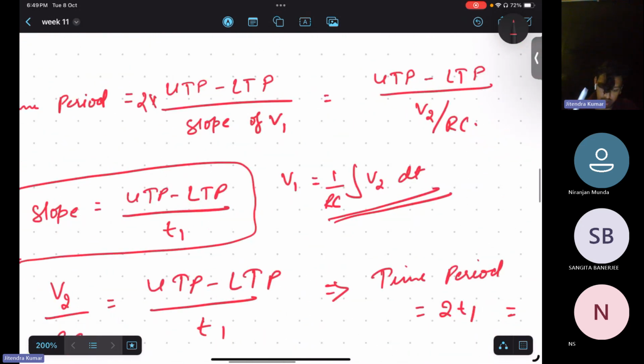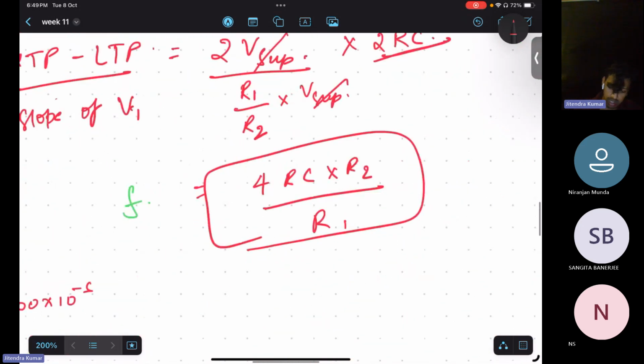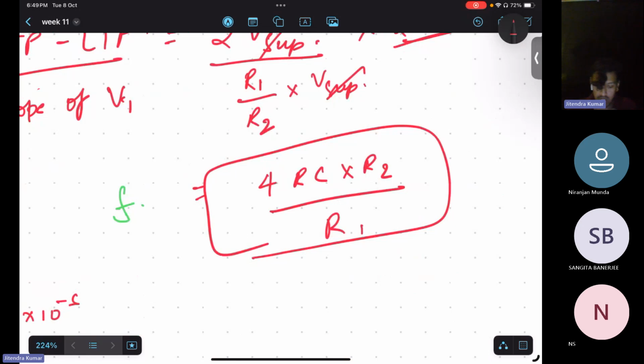And we have this expression of frequency. We have finally calculated 4 times RC into R2 R1. So we can change anything. We can change all 4 parameters. But the condition is the amplitudes should not be affected.